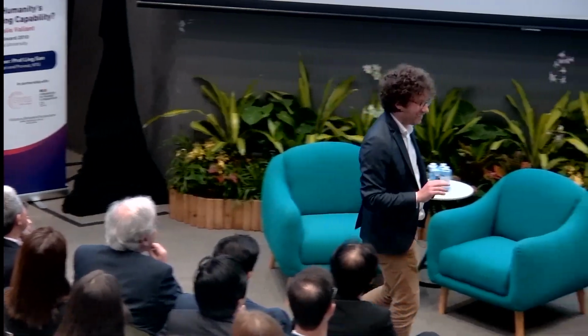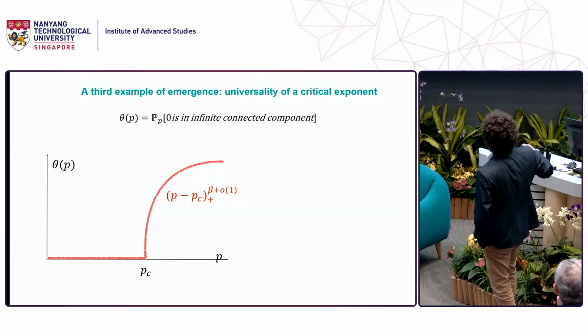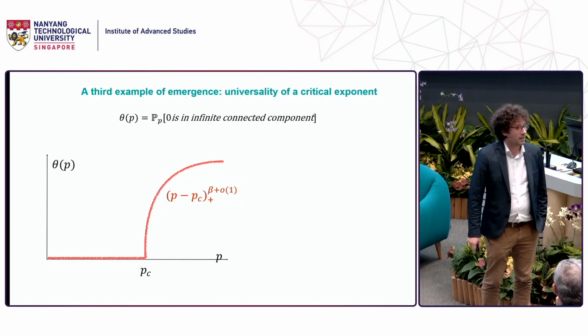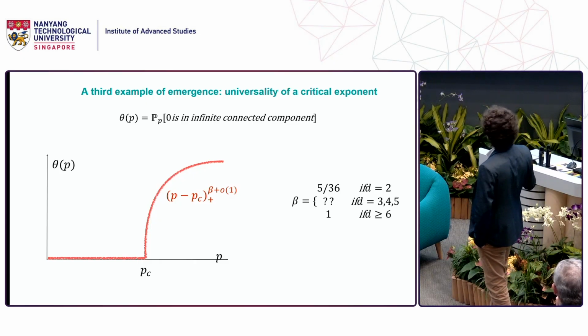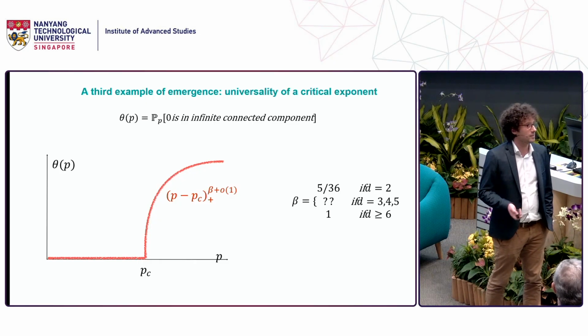Hint, this was the moment where it's good not to answer. It was not earlier. So beta, so let me tell you, beta in dimension 7 and more, it's 1. So it's like P minus PC, so it will be a nice line like that. In dimension 2, like everybody would have guessed, it's 5/36.